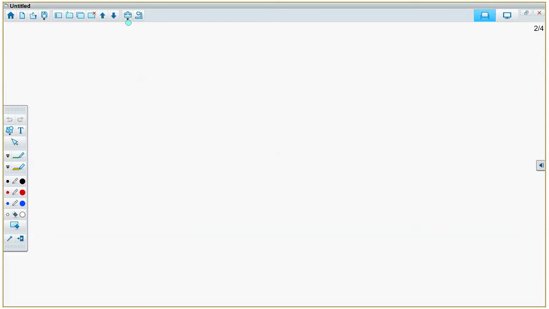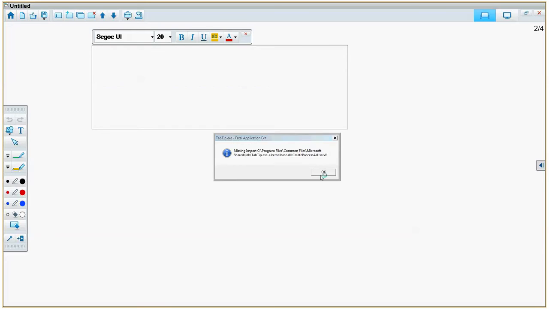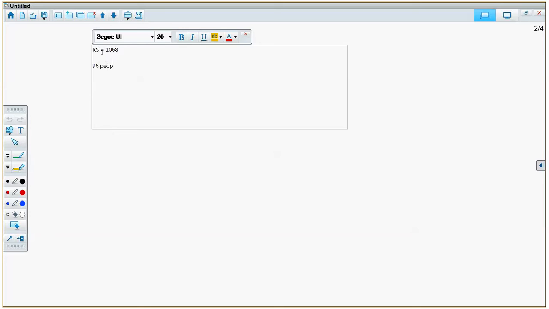All right, let me do another one. I've got a population. Random sample is equal to 1,068, and 96 people responded to the survey, and you want a 95% confidence level that this represents the population.